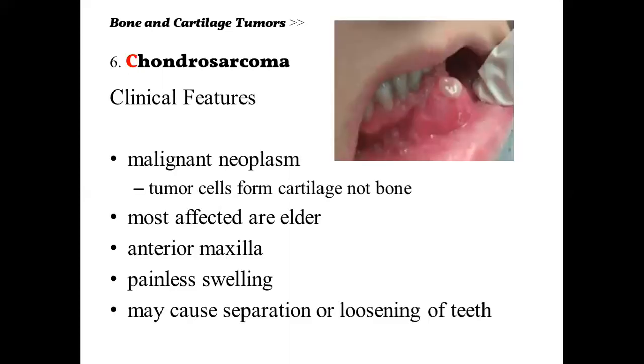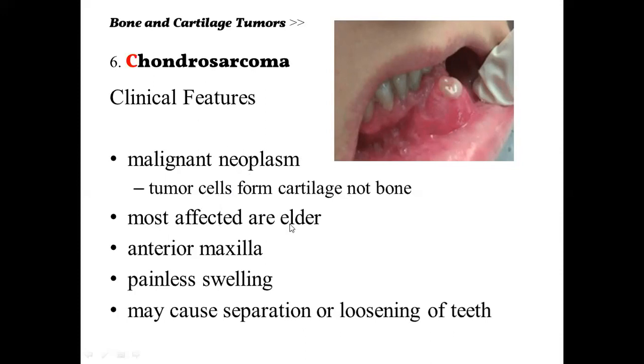Next is the chondrosarcoma. Okay. Sabi natin kanina, osteosarcoma, bone sarcoma, malignancy. So this time, it's chondrosarcoma. From the word itself, chondro means cartilage in origin, sarcoma means malignancy. Okay, so this is a malignant tumor of the cartilage tissue. It's a malignant neoplasm. So the tumor cells form cartilage and they don't form bone.